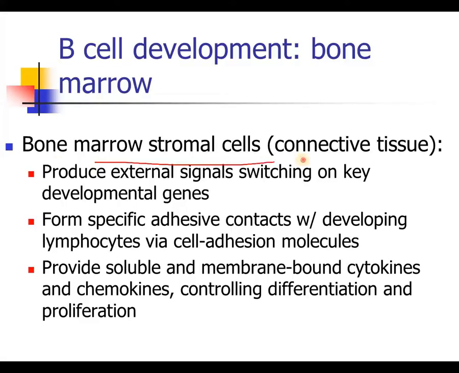The stromal cells, that is the connective tissue cells within the bone marrow, provide that nice environment, as I mentioned earlier. They are going to produce external signals that switch on key genes for the development. And they're going to form specific adhesive contacts with the developing lymphocytes via cell adhesion molecules. I'm not going to name them all, which I'm sure you'll be very happy about. They also provide soluble and membrane-bound cytokines and chemokines that control the differentiation and proliferation of the B cells in this case. This shouldn't come as any surprise to you. These are things we've been talking about all along, that cytokines are going to provide particular signals, and we're going to have cell adhesion to keep cells in locations for the period of time that they need to be there.